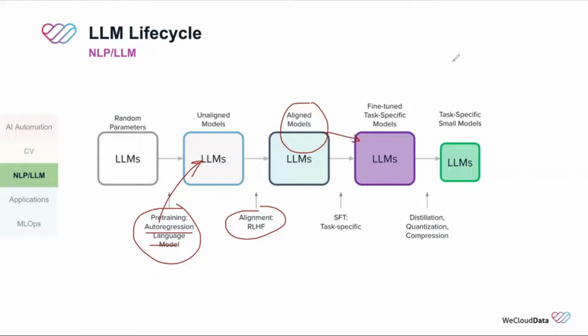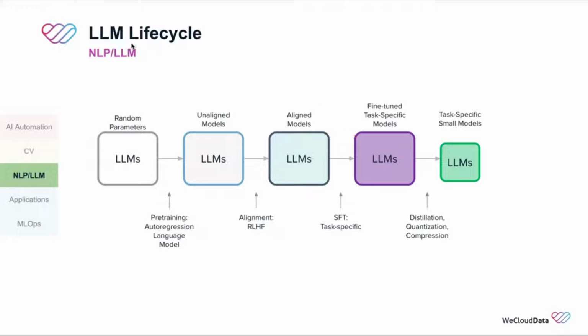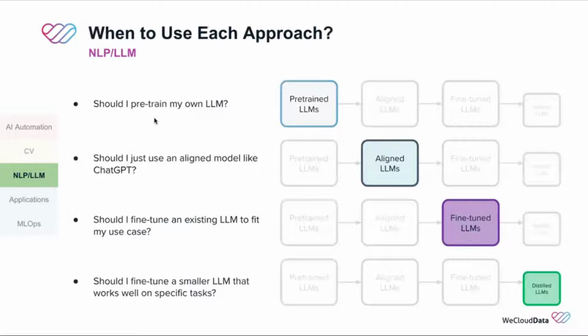But this is the typical process, right? An LLM goes through that life cycle. And most of us, when we chat with ChatGPT, we're working with an aligned model, which is fine-tuned, right? That's instruction tuned already. It's really good at Q&A, but we can fine-tune models for other purposes as well. Okay, so that's LLMs. And when do we use each approach, right? When do we use aligned models? When do we use fine-tuned models? It all depends on the use case, what you would like to achieve.